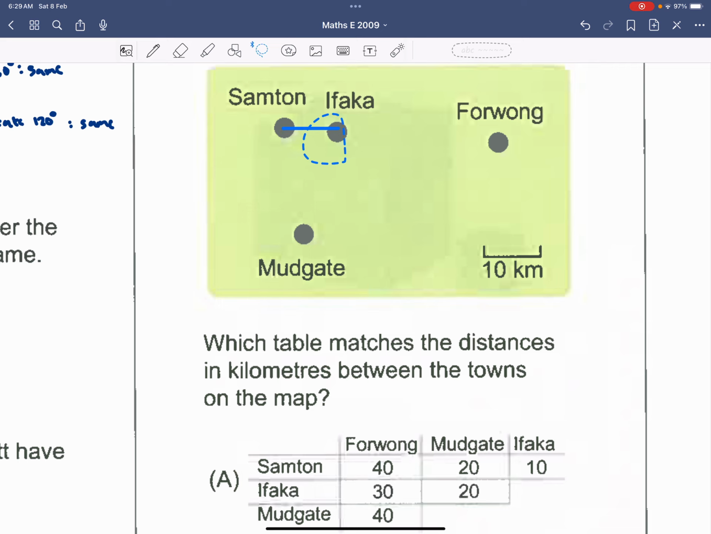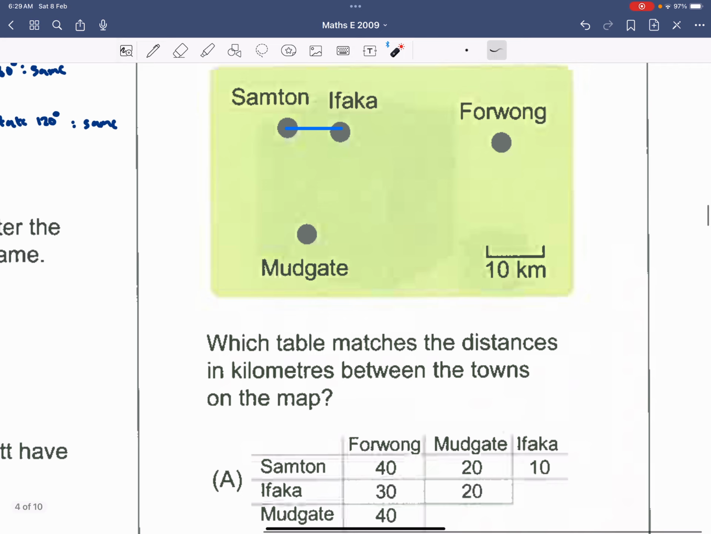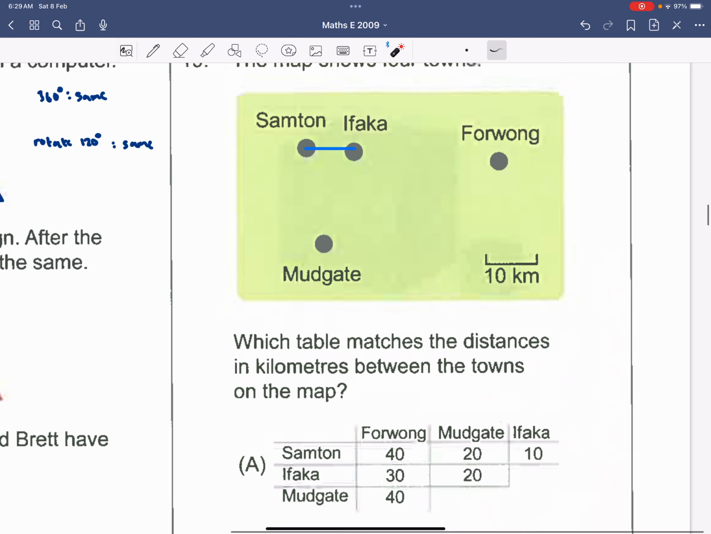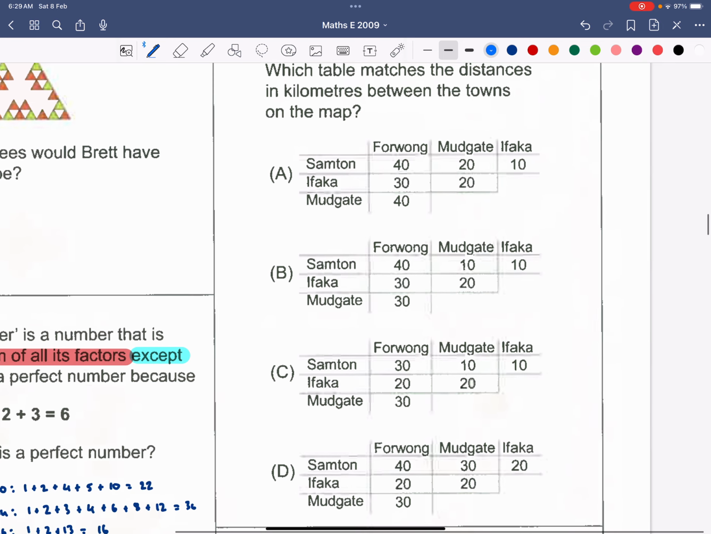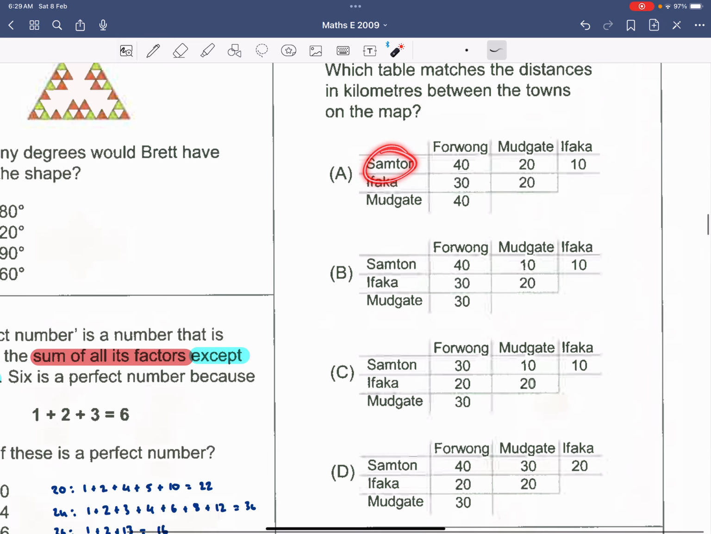It makes sense to go from the middle to the middle. So you can clearly see that this distance looks similar to that. Technically, it's a bit diagonal, but it's pretty much the same distance. So what I'm trying to say is the distance from Samton to Ifaka is 10. It's definitely 10. So we're looking for any option where they say Samton to Ifaka is 10.